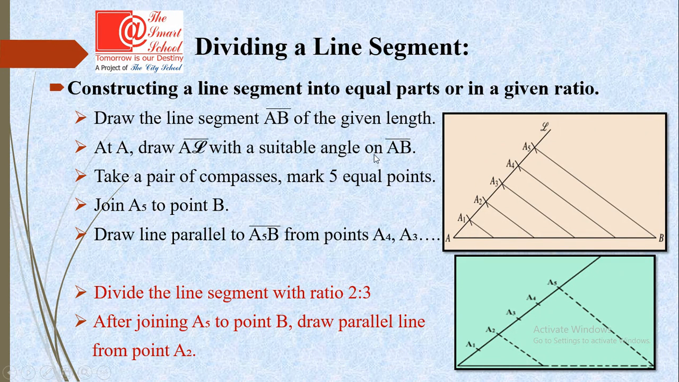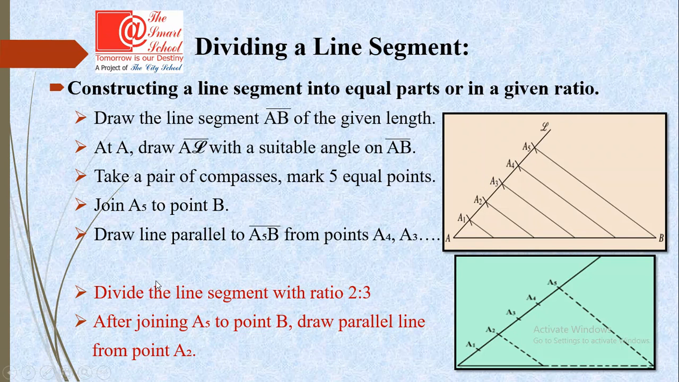So now what we have to do? The last part is A5 and join A5 to B. So this is the line, okay? We join A5 to B. Now with the help of set square, make parallel lines to A5 and B. From A4, so it will be here, this is parallel to this, then from A3 over here, A2 it is here, and A1 it is here. Now you can see these 1, 2, 3, 4, 5. These are 5 equal parts of the given line AB. So now we have divided this line into 5 equal parts.